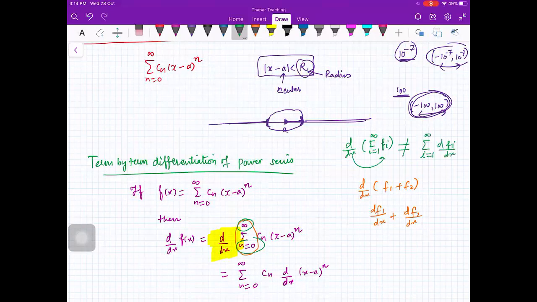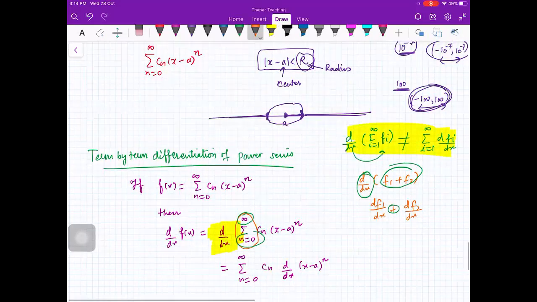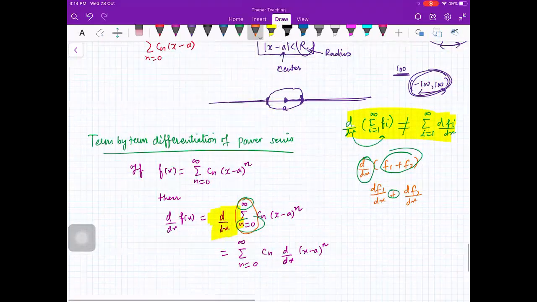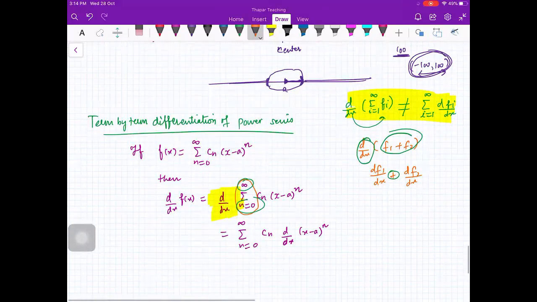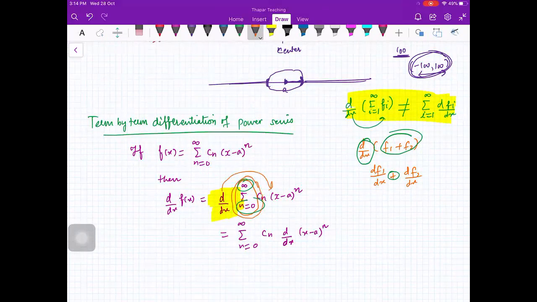But I'm telling you that whenever you have a finite number of functions, you can always take individual derivatives and then sum them. But if there are infinite number of functions involved, this is not always true. But in case of power series, this is true. Although infinite terms are involved, still you can take the derivative inside. Is that okay? So this is called term by term differentiation of power series.